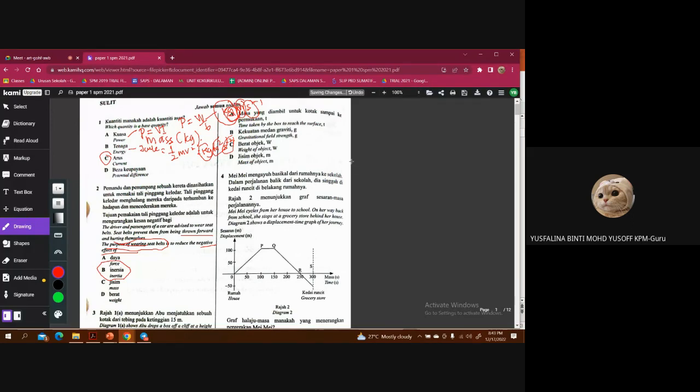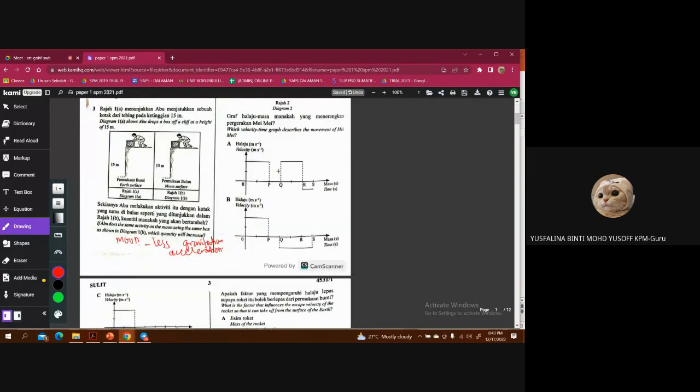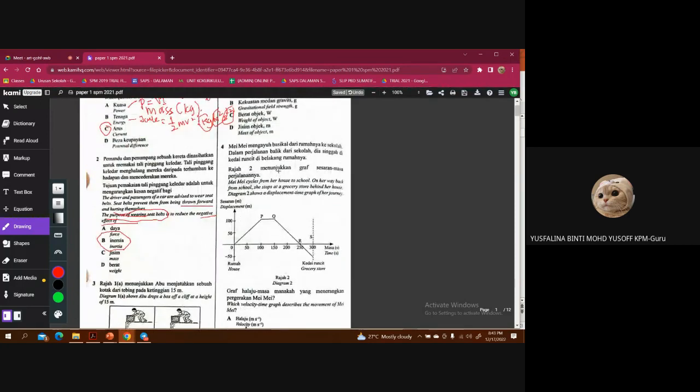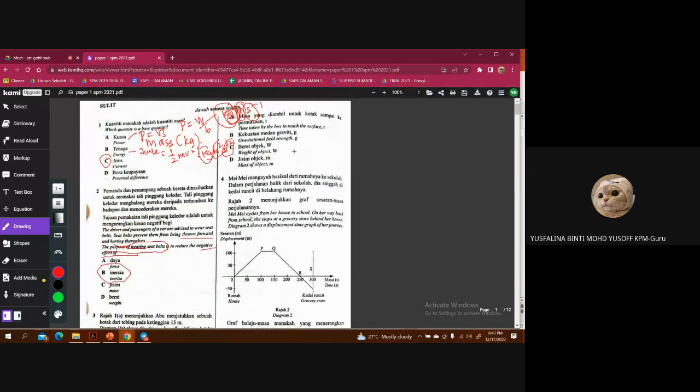The weight is decreasing, because W equals mg. On the Earth, your mass is multiplied by 9.81, but on the moon it is different: it is 1/6 times 9.81 times your mass. So it is decreasing, and you want the one that is increasing.